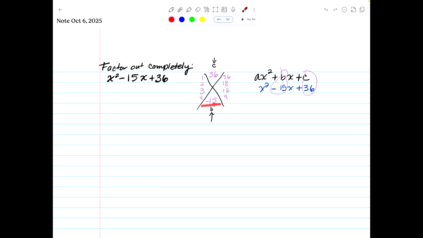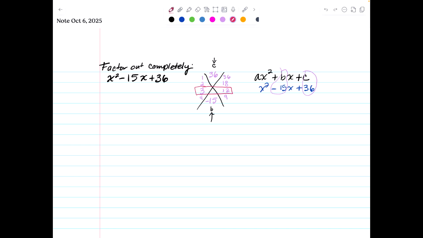I have to consider that I need a negative 15, so when I combine two of these, if they're positive, I won't get this negative. But since I can multiply two negatives to give me a positive value, and when I combine negatives, I'm just going to have negatives, I can make both factors negatives. I can see that the factor pair that gives me 15 when I combine them is 3 and 12.